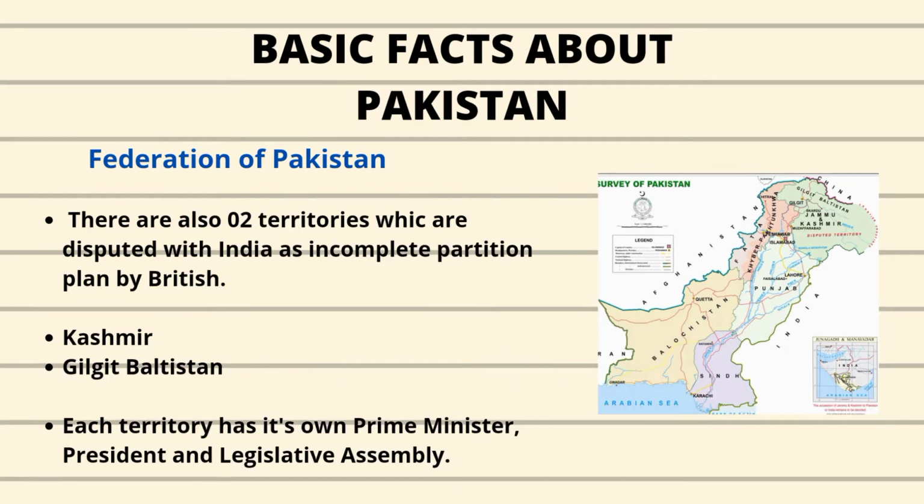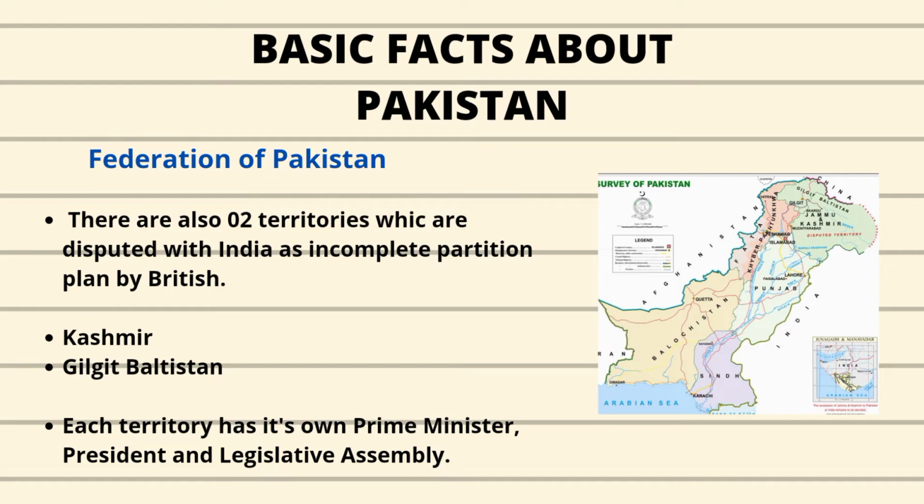There are also two territories which are distributed between Pakistan and India, the incomplete partition plan by the British. When it was decided to divide India into two parts, there was a commission, the Radcliffe Award, which had to decide the boundaries of these two countries. And Kashmir still remains disputed, an incomplete part of that plan.